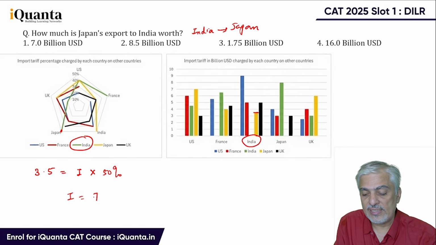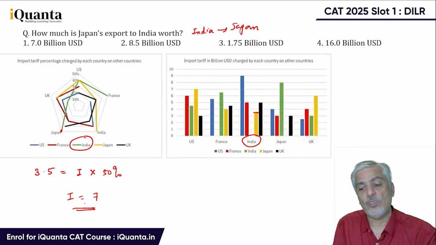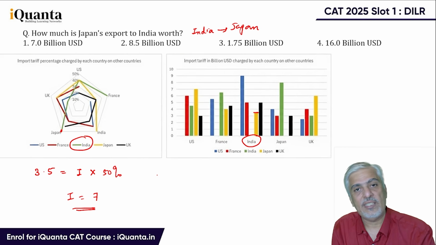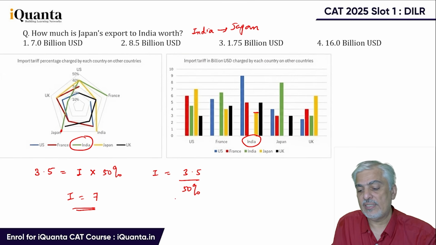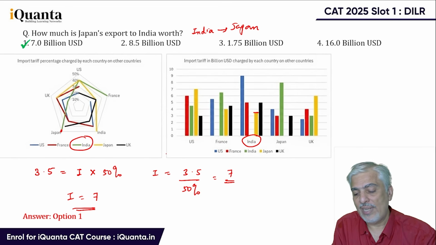Import becomes 7. In short, from the next question onwards, because every time the data is the same, I will directly say imports is 3.5 divided by 50%. 50% is half. So it will become 7 billion. So hence the answer for this question is the first option. I thought it was the easiest question, a freebie. Once you understood the table, it was a freebie, just one calculation to be done.